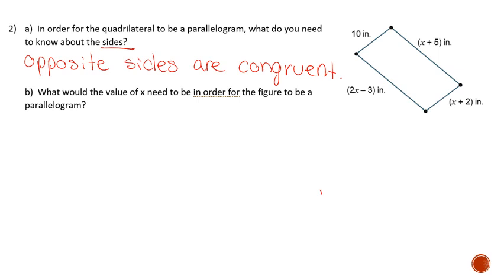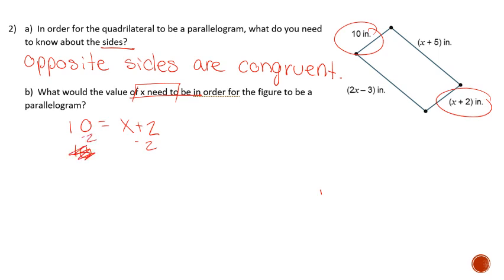So that would mean, in order for this figure to be a parallelogram, let's go ahead and solve for x in order to find that out. So if I have 10 equals x plus 2, these are opposite sides. Let's see what x is. 10 equals x plus 2. Once you subtract 2, you'll get 8 equals x. So the side will also be a 10 if you were to plug that in.